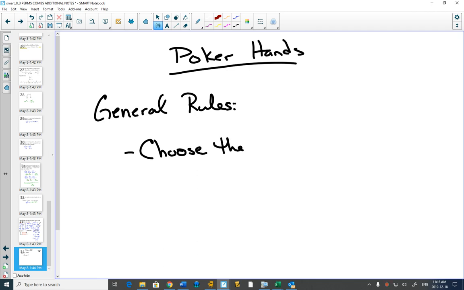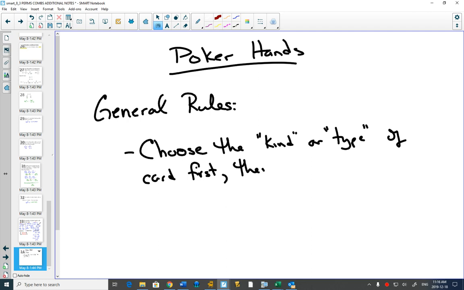Choose. We're going to choose the kind or type of card first, then the specific card. That's one of our general rules.